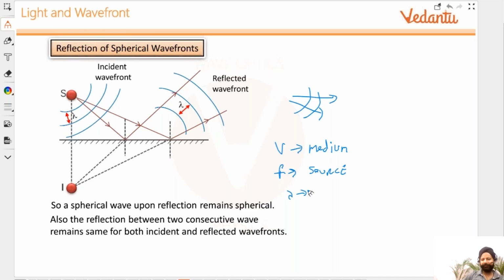Right? It would be parallel if the source was very far away, right? So in that case, yes, these rays of light will be parallel because the wavefront will be flat. Yeah, Nina understood it.